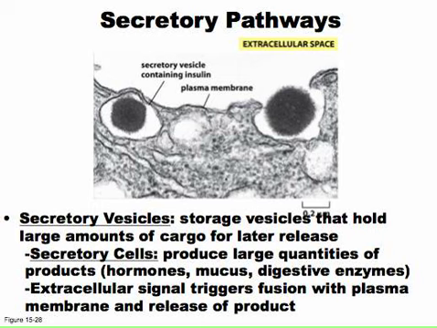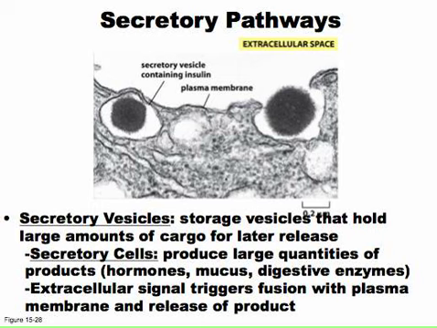Now the cells that are going to use secretory vesicles will produce a large quantity of product. That could be a hormone if it's a neuron, it could be mucus if we're talking about goblet cells in the immune system, or it could be digestive enzymes that could be held in these secretory vesicles.